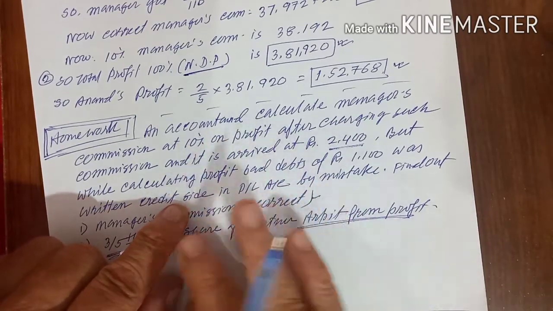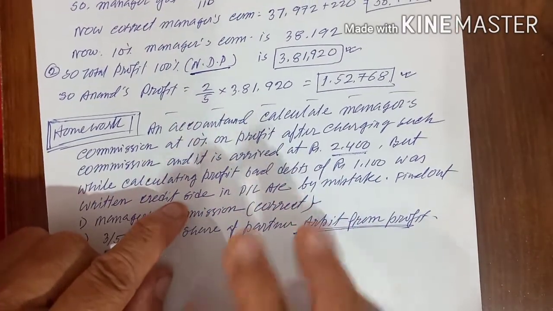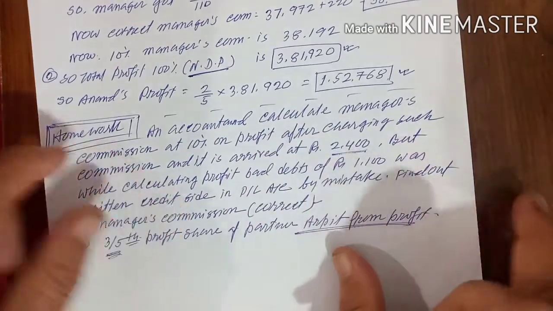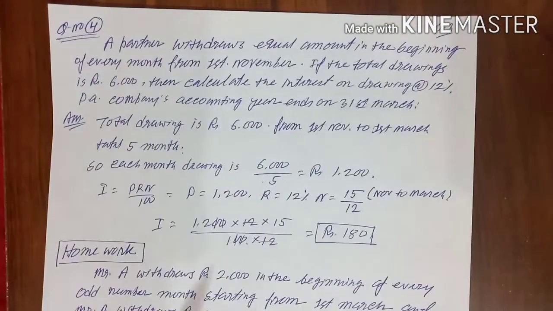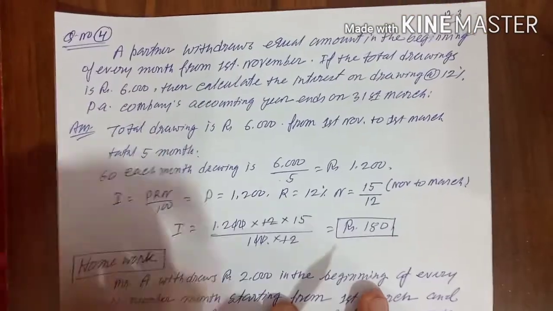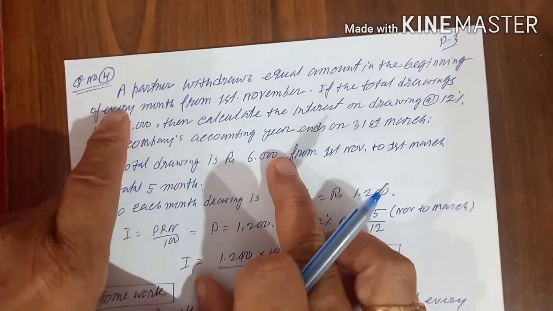So due to the change of the side, what effect in the profit? On the basis of that you have to take the decision and you have to solve it. That I will not do, you will try to do it. Next question, the question number 4. That is another type of questions.